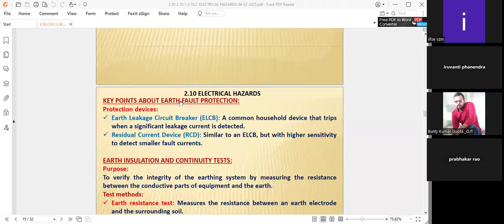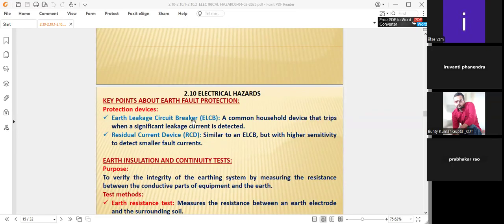Where the earth leakage is there or the earth protection is not proper, there are two things we have to keep in mind: the Earth Leakage Circuit Breaker, that is ELCB, and the Residual Current Device, RCD. Recently, organizations are going for the RCD instead of ELCBs, which costs more than the ELCBs, but with the RCD the residual current will be taken care of.